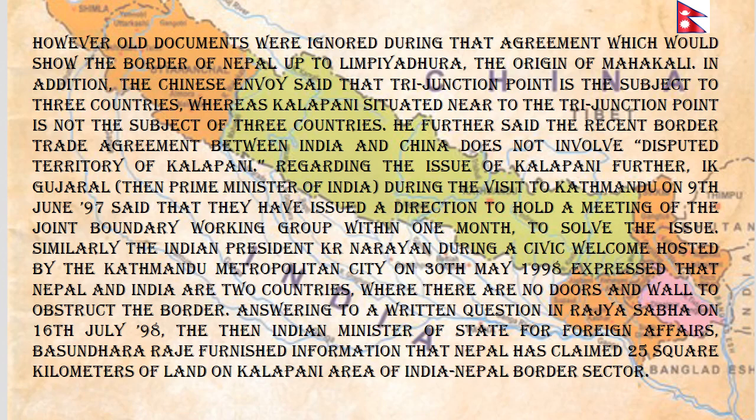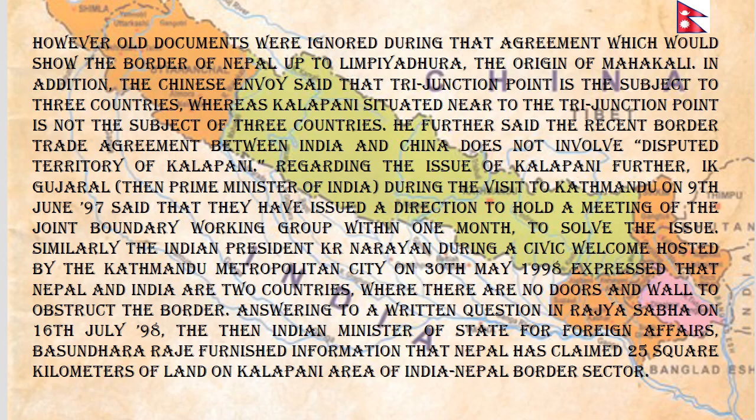Similarly, the Indian President K.R. Narayanan, during a civic welcome hosted by the Kathmandu Metropolitan City on May 30, 1998, expressed that Nepal and India are two countries where there are no doors and walls to obstruct the border.